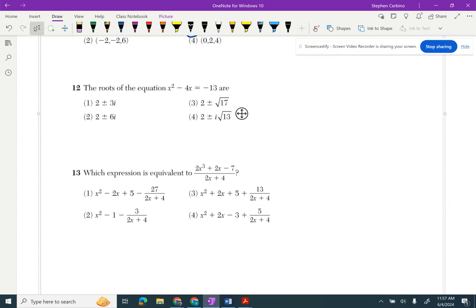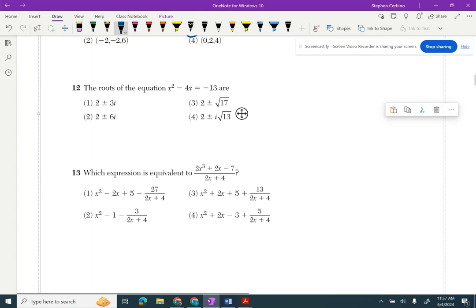Number 12 asks us for the roots of the equation. Solutions, roots, kind of the same thing here. They want us to solve this quadratic. Notice your choices either have i in them or radicals in them, so that means it's not going to be factorable. You're going to have to use the quadratic formula here.